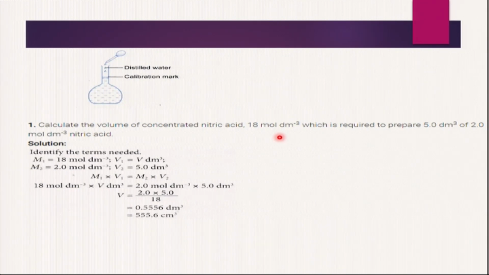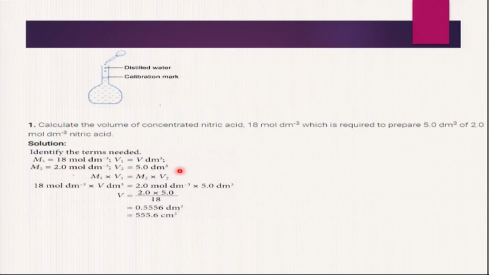So here, calculate the volume. So read the question twice or thrice before you start. Identify the terms needed. You need M1. That is the concentration of the original solution, 18 mole per decimeter cubed. And the V1, because you are supposed to calculate the volume, so you don't know the volume. You need M2, so you reduce it from 18 to 2. This is M2, 2.0 mole per decimeter cubed.